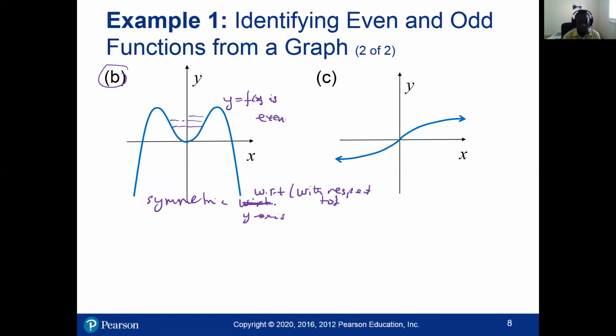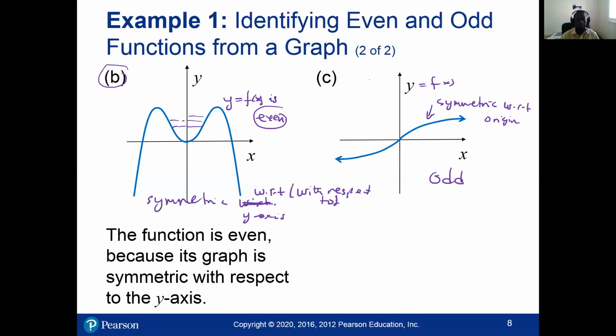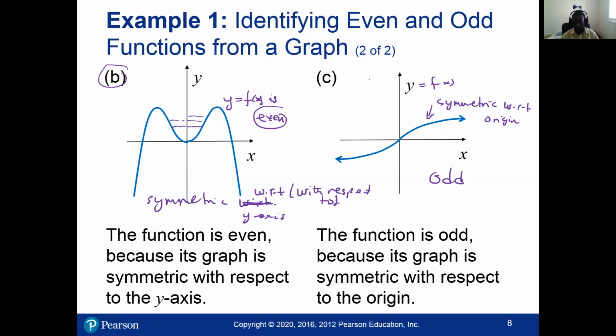The function y equal to f of x, in this case for part C, is symmetric with respect to the origin. So we always say symmetric about the origin. So this is odd. Part B is even, and C is an odd function, based on the graphs.